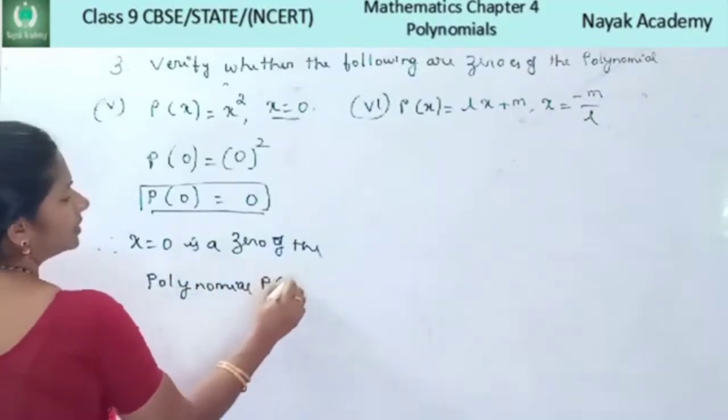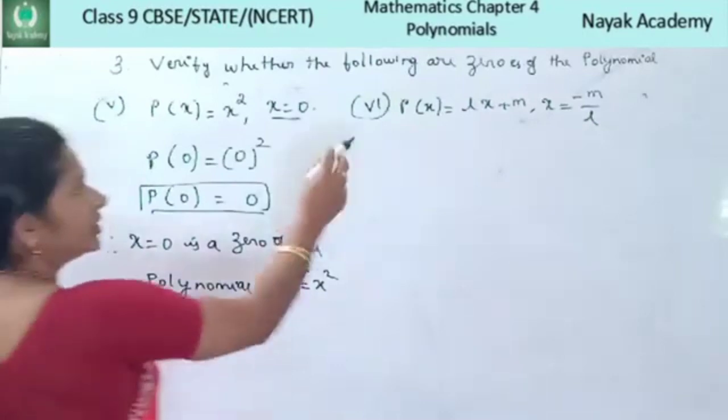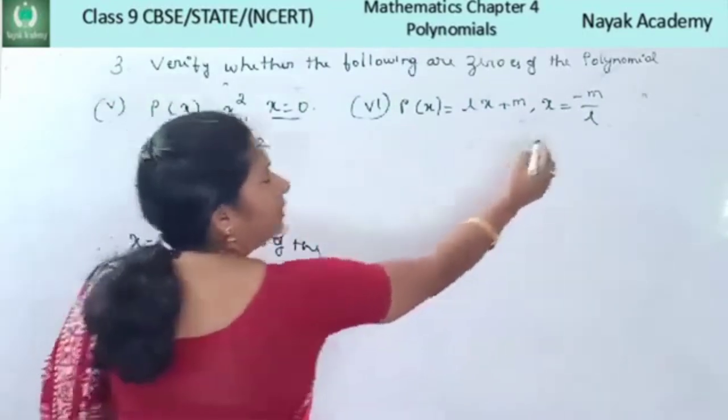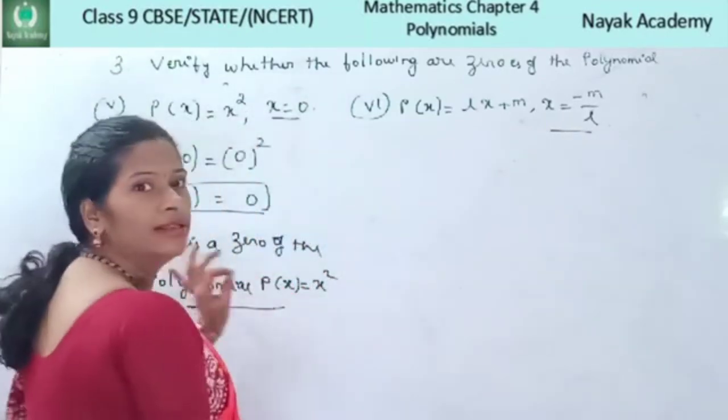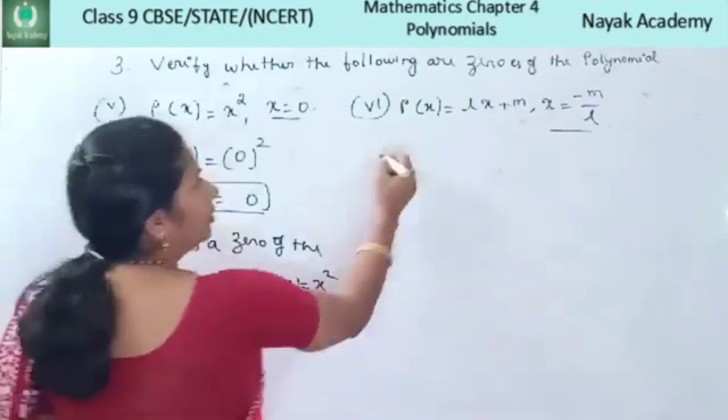Polynomial p of x is equal to x square. Coming to the sixth problem, p of x is equal to lx plus m. Now we have to check whether x is equal to minus m by l is a zero of the polynomial or not. How to find out, children?